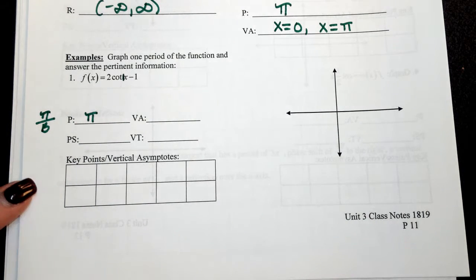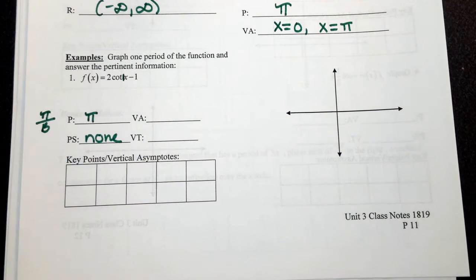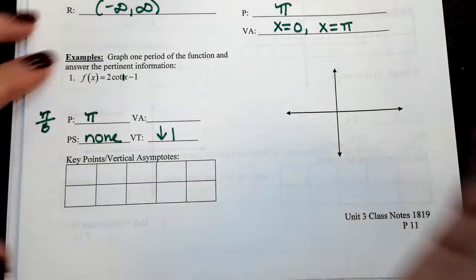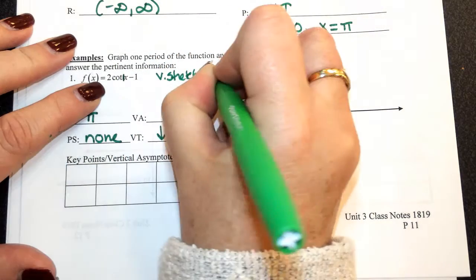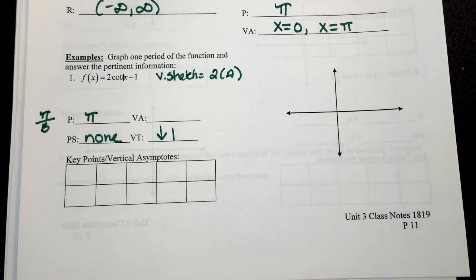Do you have a phase shift? No. Do I have a vertical shift? Yes. I'm going to go down 1. So now I have this 2. Remember, that's my vertical stretch. So my vertical stretch is 2. So remember, that's the a value. So I have no period change. I have no phase shift.